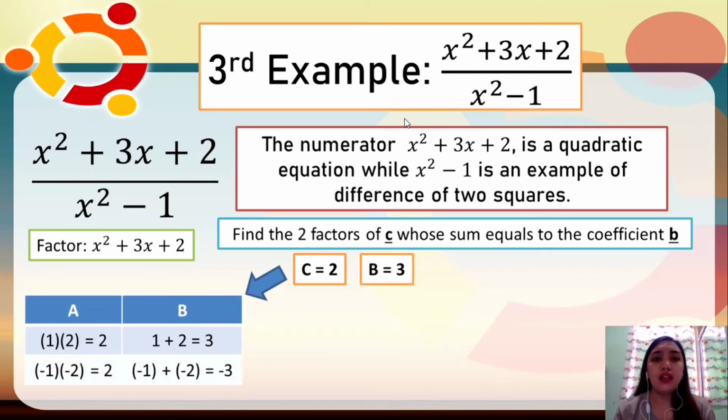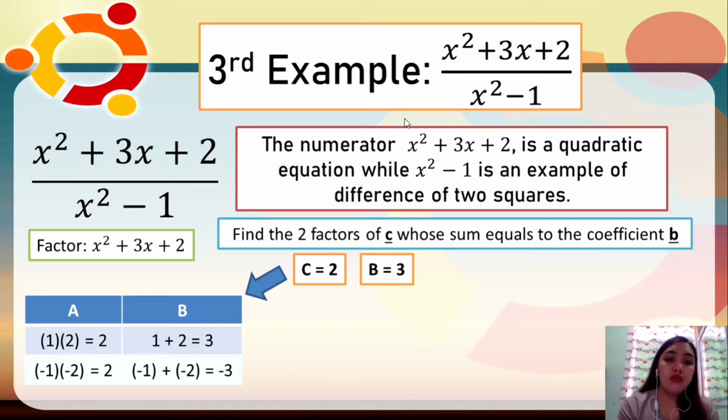So, hanapan daw natin ng factors yung letter c, which is 2. Di ba ang mga factors ng positive 2 ay 1 times 2 equals 2, and negative 1 times negative 2 equals 2. Ano naman ang ibig sabihin ng whose sum equals the coefficient b? Kung ano ang value ni b, which is 3, dapat makakuha tayo ng sum of 3. So, kailangan i-add natin yung dalawang factors ng 2 para malaman natin kung ano ang kukunin na factors ng equation.